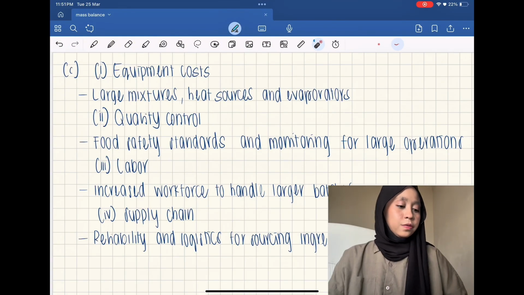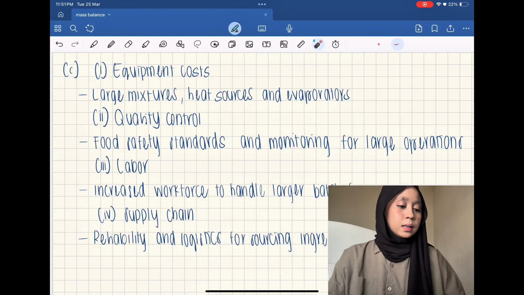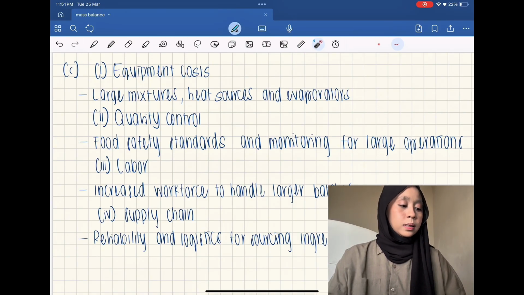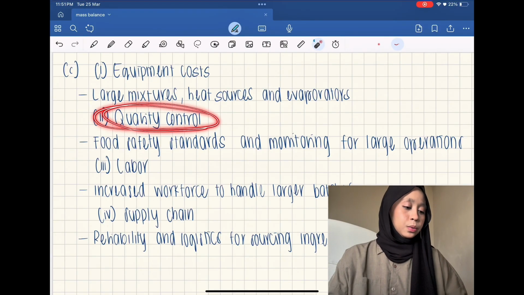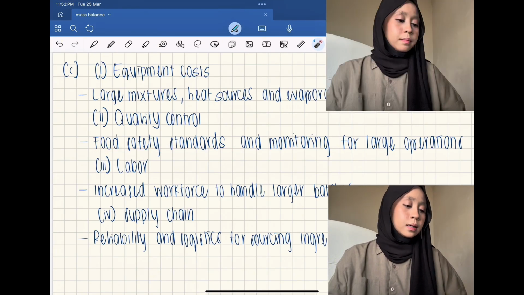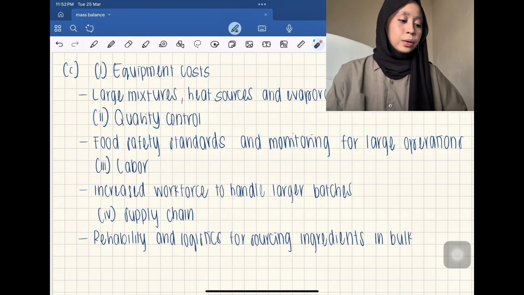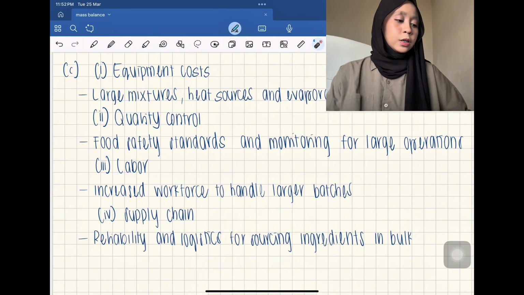So to answer question C, the first one is equipment costs. In a large-scale commercial operation, industrial-scale mixers, heating systems, and evaporators are required to process large quantities. So these machines involve a huge investment and operational costs. The second one is quality control. For example, the jam must meet food safety standards such as hygiene regulations. The third one is labor requirements. In a commercial setting, a larger workforce is required, for example, handling raw materials and operating and maintaining machinery. And the last one is supply chain management. This means commercial production needs bulk purchasing of the products.